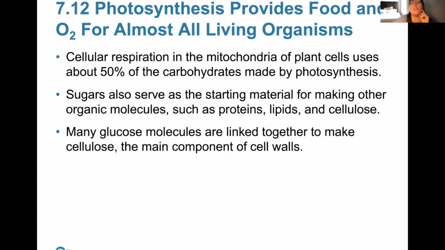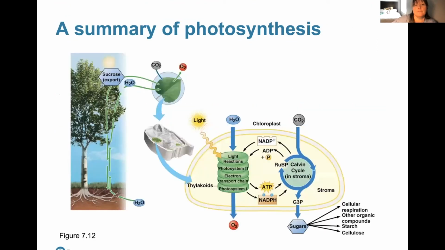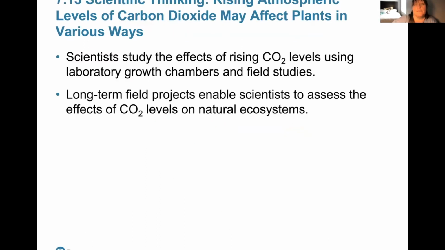All right, cellular respiration in the mitochondria of plant cells uses about 50% of the carbs made by photosynthesis. They use the sugars, but then they also use other stuff like proteins, lipids, and cellulose. Again, this is just showing you that the sun shines down. The leaf is harnessing that energy, goes down into the plant cell, which then uses those chloroplasts, which does its whole thing to make the food for the plant.